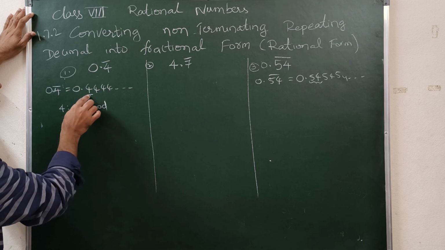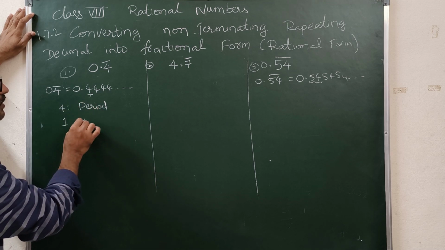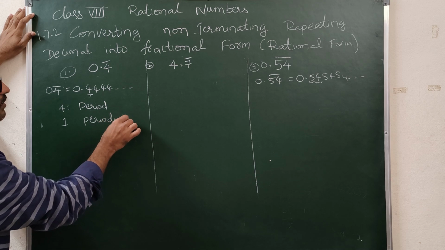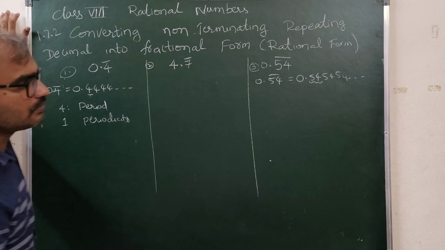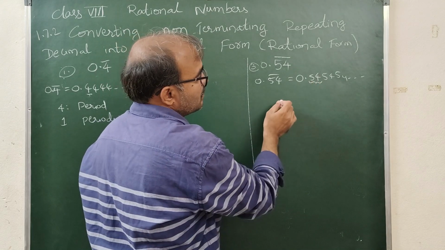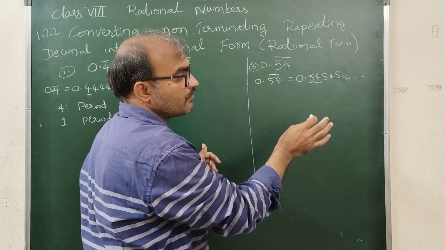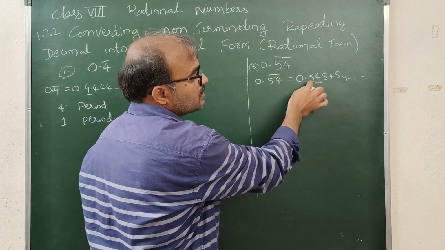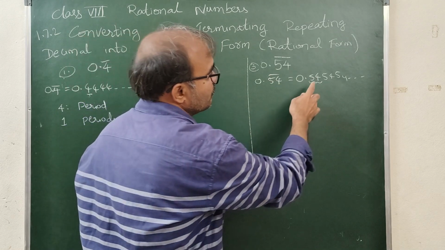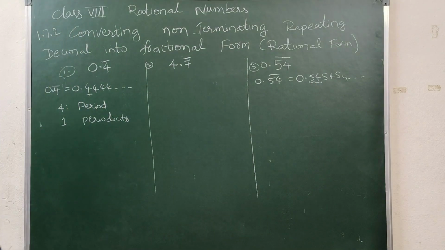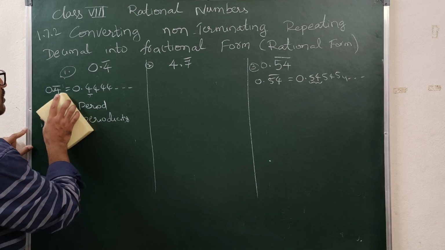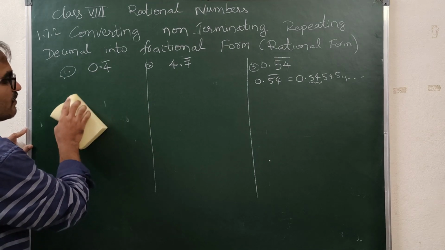In the first example, how many digits are in the repeating part? 1. That is called periodicity, right? Now here the repeating part is 54 and the number of digits in the repeating part is 2. So the period is 54 and the periodicity is 2. So now how do we convert these numbers into rational form?